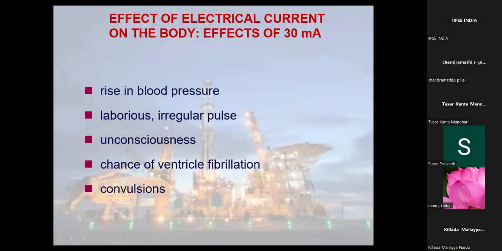Then coming to the effect of electricity, that is the effect of current with 30 milliampere. Now here you see what happens if 30 milliampere current is passed through the body. There is a rise in blood pressure, laborious and irregular pulse. This is very important for the first aider. Unconsciousness, chance of ventricular fibrillation.